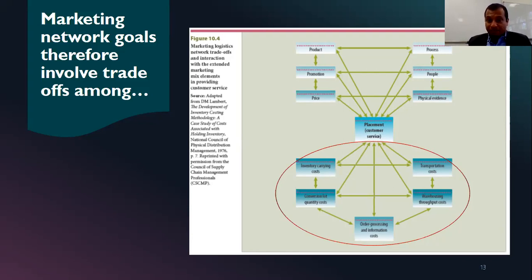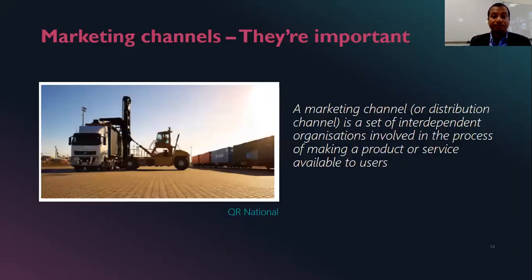So the placement activities are inventory carrying cost. You need to take care of the conversion cost, manufacturing cost, order processing, information-related cost, warehousing, storing the semi-finished or final product in the warehouse, and transportation, shipment from one location to another. All these 4 or 5 activities are important while taking decisions regarding placement. Okay. Now I will talk about the term channel, marketing channel.